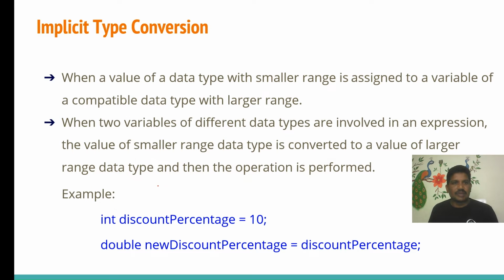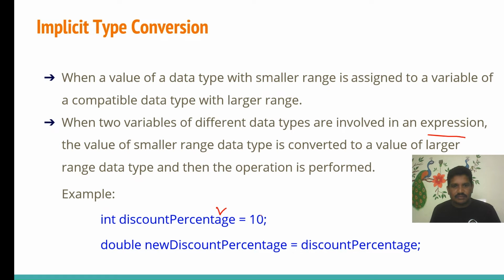Then what is implicit type conversion? It happens when a value of a data type with a smaller range is assigned to a variable of a compatible data type with a larger range. Generally, implicit type conversion is done by the compiler, which is also called automatic type conversion. The user or developer can't be involved in this process. When two variables of different data types are involved in an expression, the value of the smaller range data type is converted into the larger range data type and then the operation is performed.